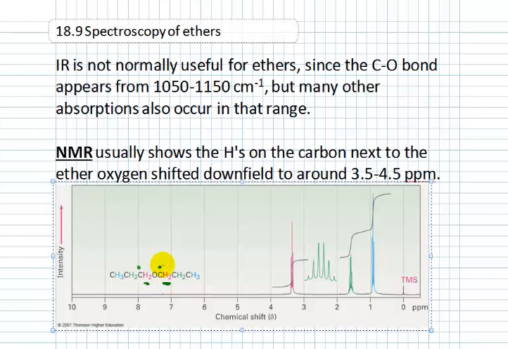Those are going to be the most strongly deshielded. So between 3 and 4, right? 3.5 to 4.5, because they're closest to the O. That brings them furthest to the left on the NMR spectrum. So in this case, it's symmetrical, right? This is di-n-propyl ether, but it's symmetrical, so we only see 3 resonances.